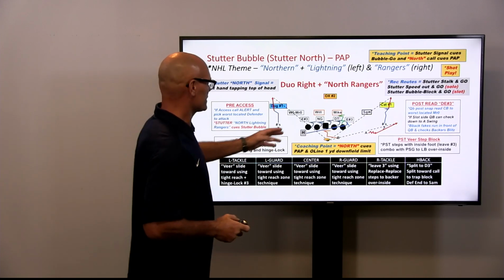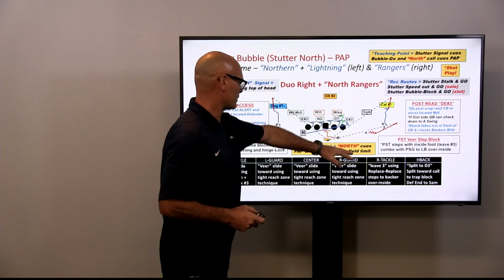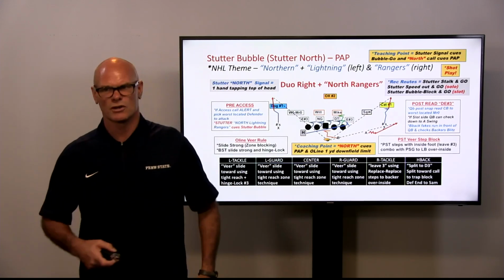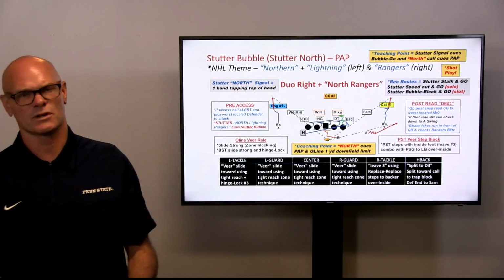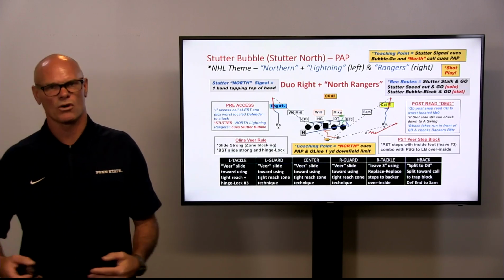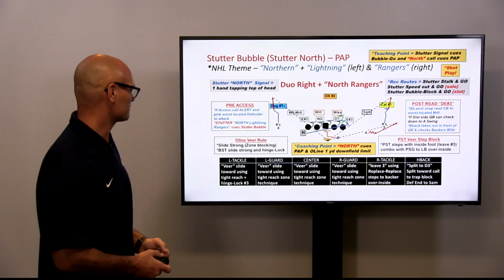You've seen Penn State have a ton of success with this. Again, it's a great complement play action pass. The quarterback does add a north cue with the signal, and that simply tells the linemen they cannot be more than a yard downfield, but they still execute their veer blocking scheme.